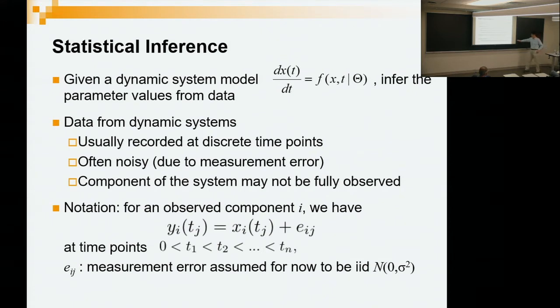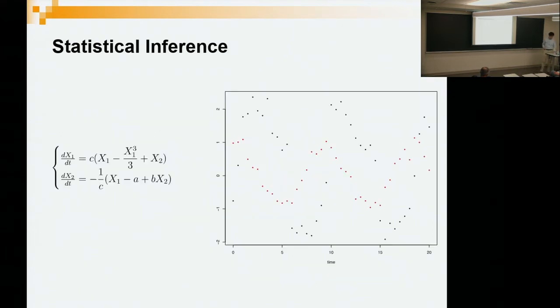And here's some concrete notation. We assume that if the i-th component is observed at time tj, then we have Gaussian noise with constant variance sigma squared. This is not a crucial assumption. The crucial assumption is that you know what the form of the noise is. For example, the noise can depend on x in some parametric way, that's fine. But the crucial assumption is that you know what this form is. And then now let's do the inference.